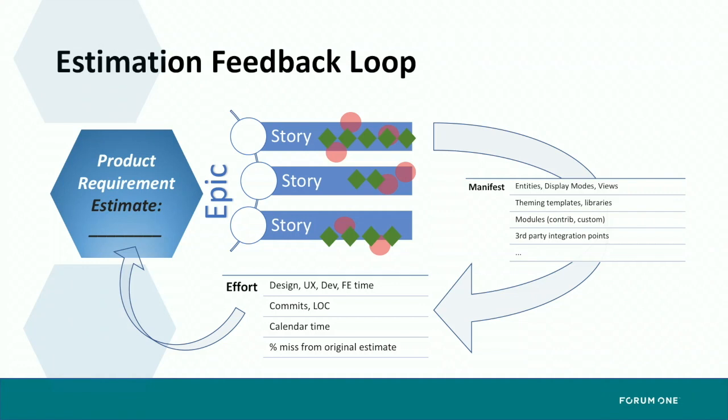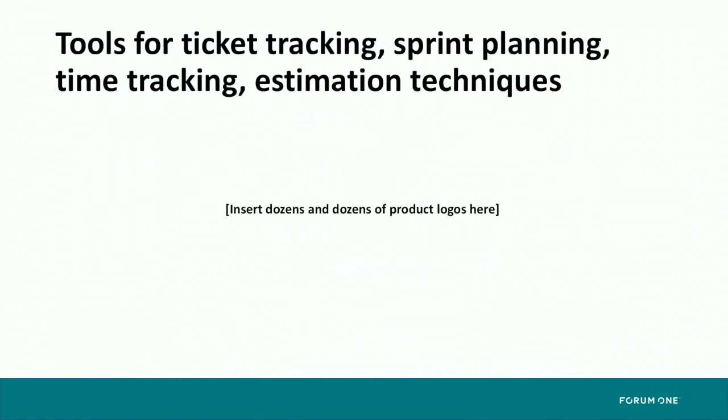All right, so here's the feedback loop for estimation. You have a product requirement. You need an estimate. Well, in a previous process, you're going to have created an epic. You're going to have some stories. I'm using agile terminology here, but it's basically features. You're going to create code that's some type of manifest. You're going to have entities, display modes, views, theming templates, libraries, modules, you name it. And you're going to have a recorded value for the amount of effort it took to accomplish that manifest and complete the story. By keeping track of that information, you can then use that to calibrate a very accurate estimate of what your current task is going to take.